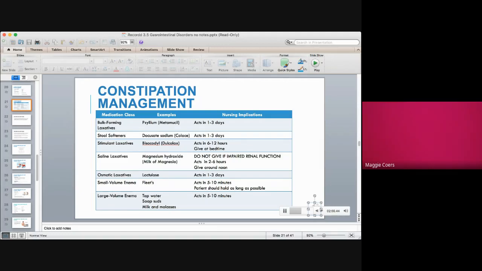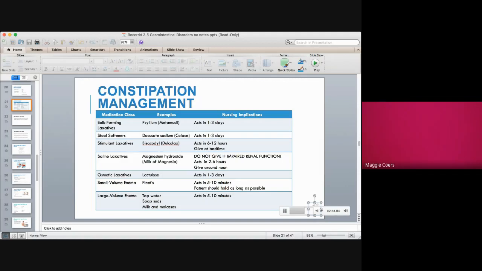Also, milk of magnesia is a saline laxative. Never give to a person with renal problems. As we said, do not give with renal impairment. It can work in 2 to 6 hours. So usually with milk of magnesia, we might give it to the patient at noon, and then it kicks in and they can have a bowel movement before bed. Osmotic laxatives can be an alternative to Dulcolax or milk of magnesia, but we can't give osmotic laxatives like lactulose to patients with diabetes because they have a very high sugar content.